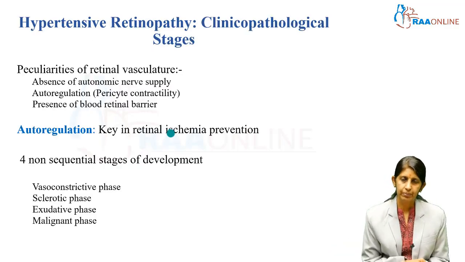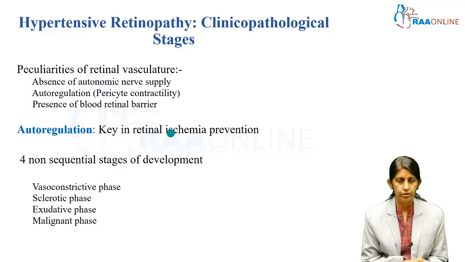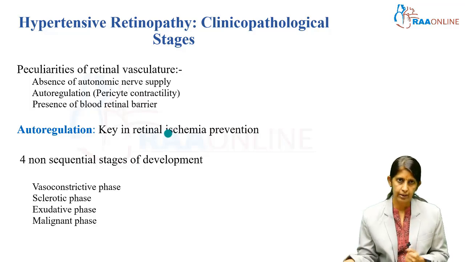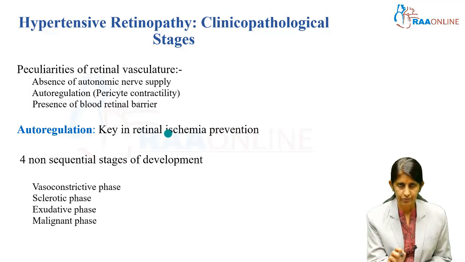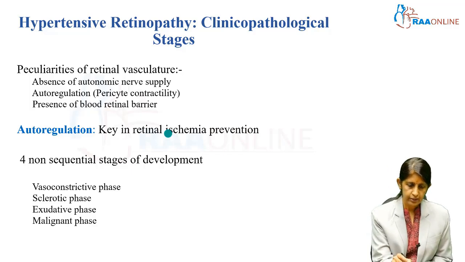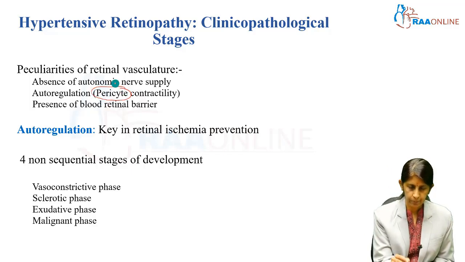So, hypertensive retinopathy can be classified into stages based on the clinical features and the pathological status. It's important for us to understand that peculiarities of retinal vasculature play a large role. We have absence of autonomic nerve supply being a contributor, and autoregulation. We have pericytes, and these pericytes play a very large role.